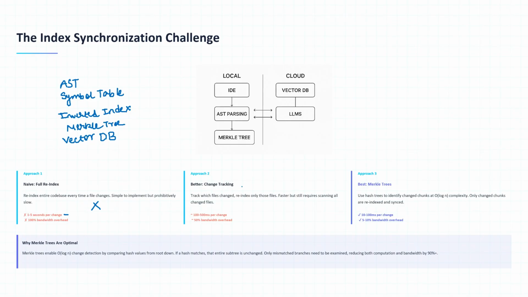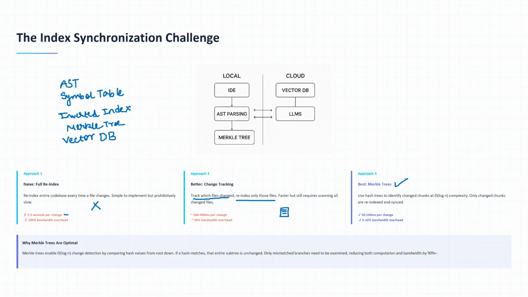The approach two is to change the tracking. So basically, track which files have been changed and reindex only those files. But again, the point here is we have to reindex the entire file, and this entire file might be maybe 1,000, 2,000, 3,000 lines for very large code bases. So, what is the best approach?